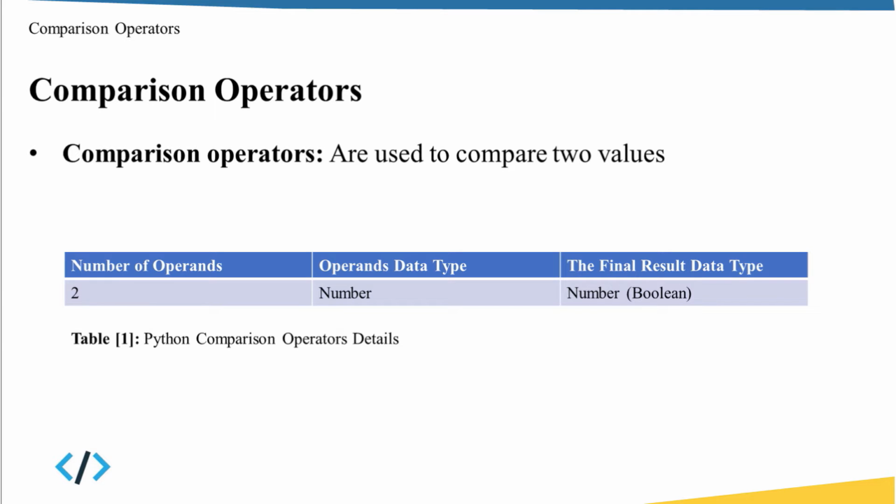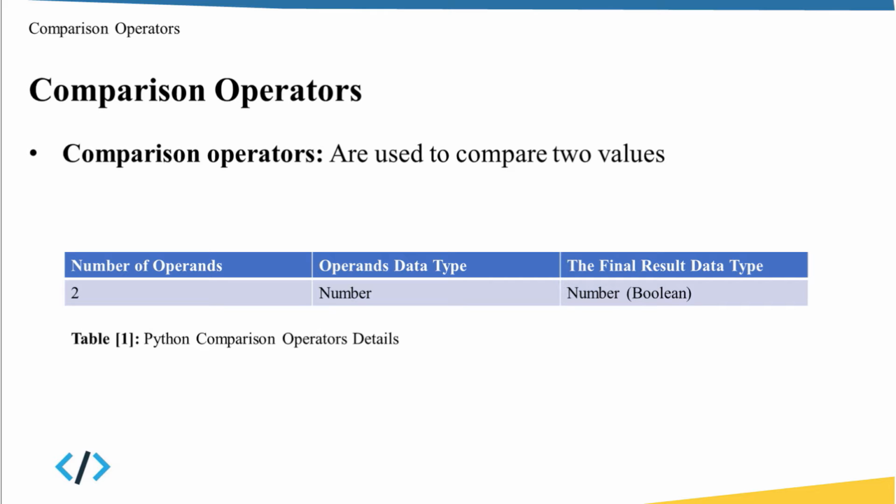Since the main job of these operators is to compare, they need two operands. As you can see here, the number of operands is 2. And the value data type is number, so both operands should be numbers. And once the operator is executed, the final result is going to be a Boolean, because when I compare two things, the result will be true or false.